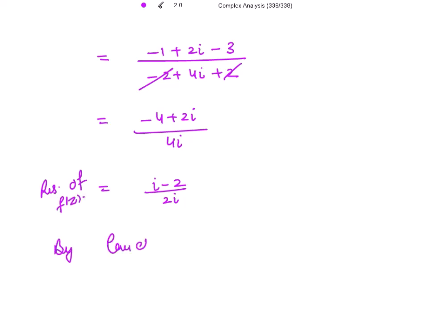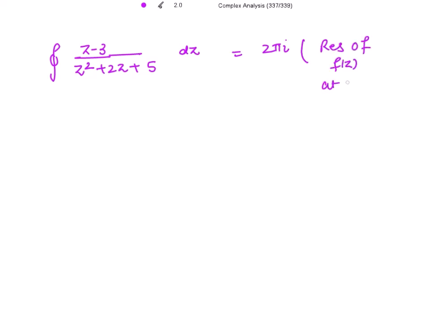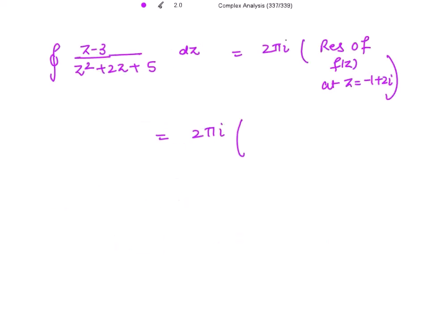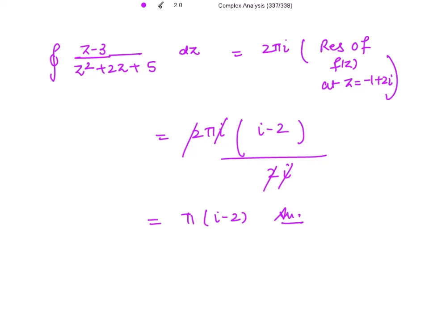So now by Cauchy's residue theorem, the given integral is equal to 2 pi iota times the residue of f(z) at z equal to -1 plus 2 iota. So that is equal to 2 pi iota. We have already calculated the residue to be iota minus 2 divided by 2 iota. So 2 cancelled out with this, iota cancelled out with this, and we get pi into iota minus 2 to be the answer for this integral.